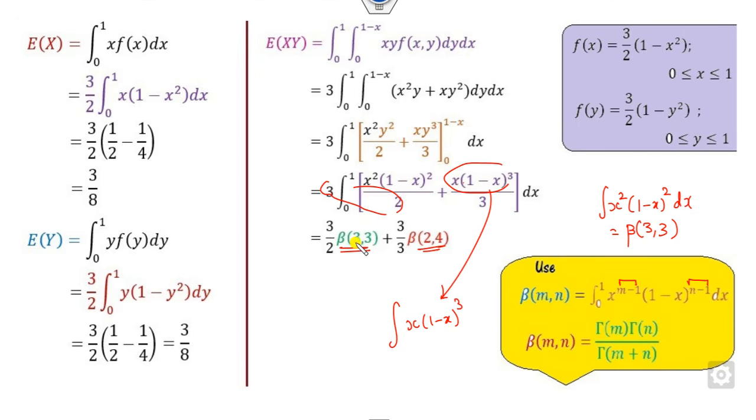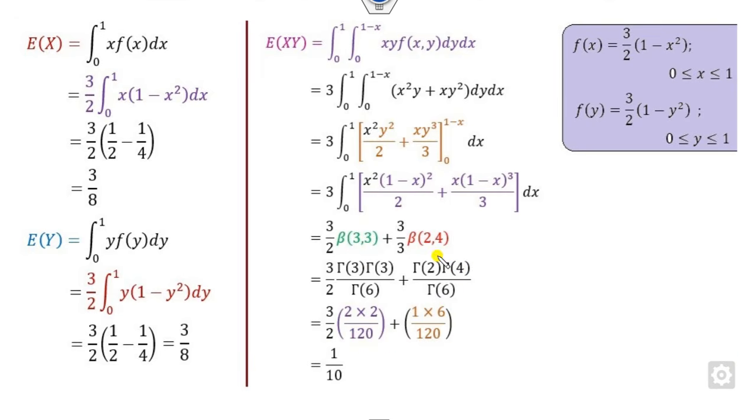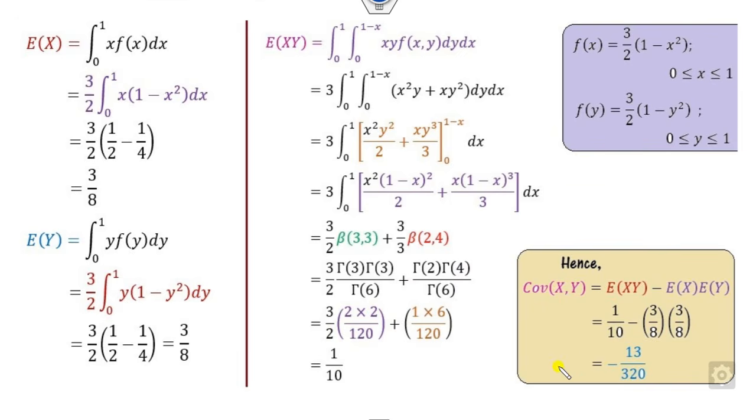And how can you open this beta function? You can use this as gamma here. So gamma function. What is the gamma function of 3? That is nothing but 2 factorial. Gamma function of 6 is nothing but 5 factorial. Gamma function of 4 is nothing but 3 factorial. So after solving, you will get the answer as 1 by 10. So substitute all these values in the given covariance, you will get the answer as minus 13 by 1.